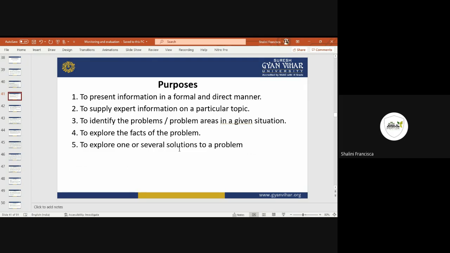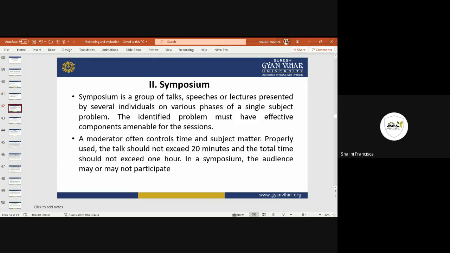What is the purpose of the lecture? To present information in a formal and direct manner, to supply expert information on a particular topic, to identify the problem area in a given situation, to explore the facts of the problem, to explore one or several solutions to a problem. The next is symposium.